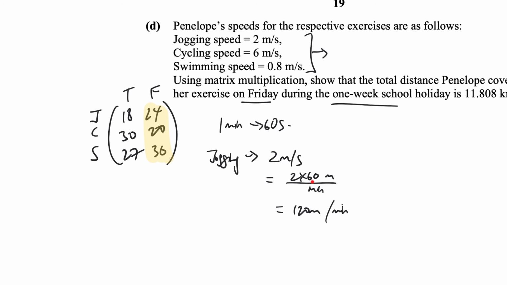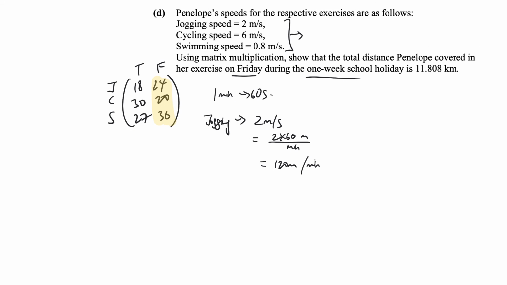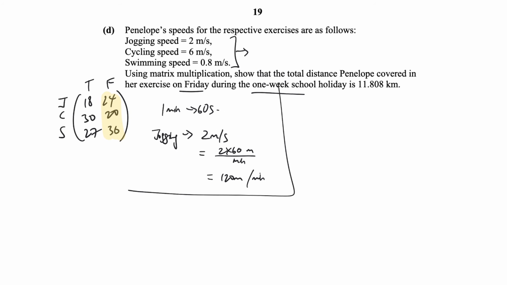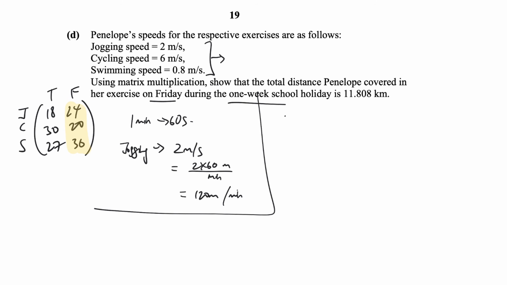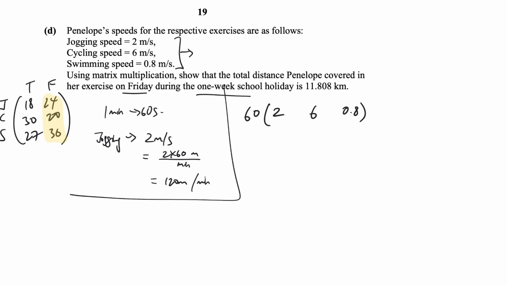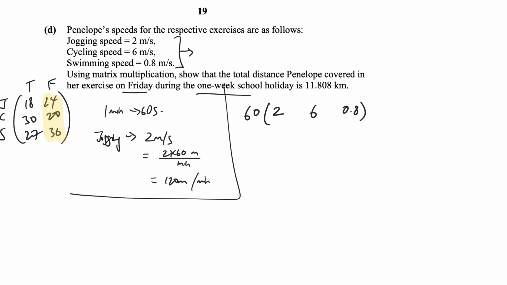So basically, all these numbers, you have to multiply by 60. This is just an example. We actually have to use matrix multiplication. So you multiply by 60 and put the speeds in the matrix like this: jogging, cycling, swimming. And of course 60 is a scalar, you just multiply it directly.